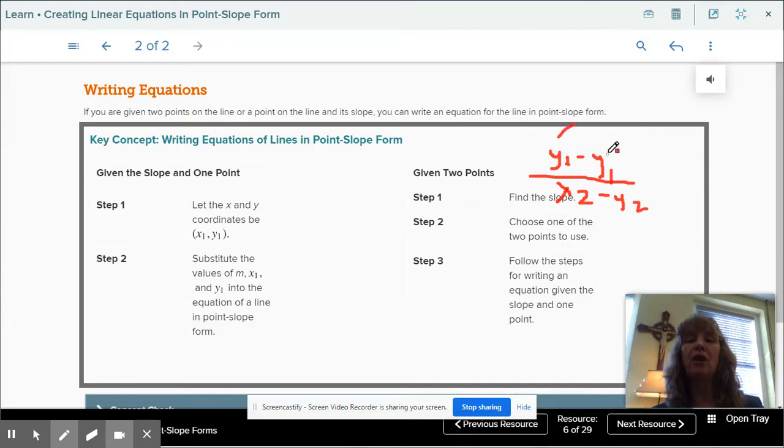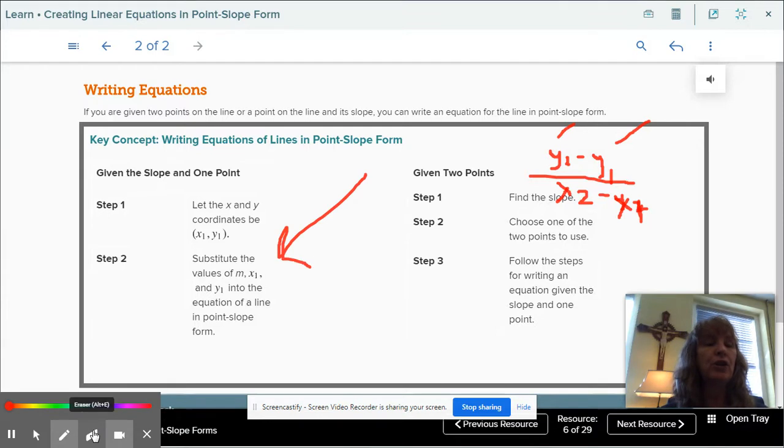It can be the x, y ordered pairs, or the y, let me change that. This is not, this is x1. Sorry about that. This is x1. So y2 minus y1 over x2 minus x1. You have to choose one of the ordered pairs, and then you put it back into this equation, because now you already have the slope for it.